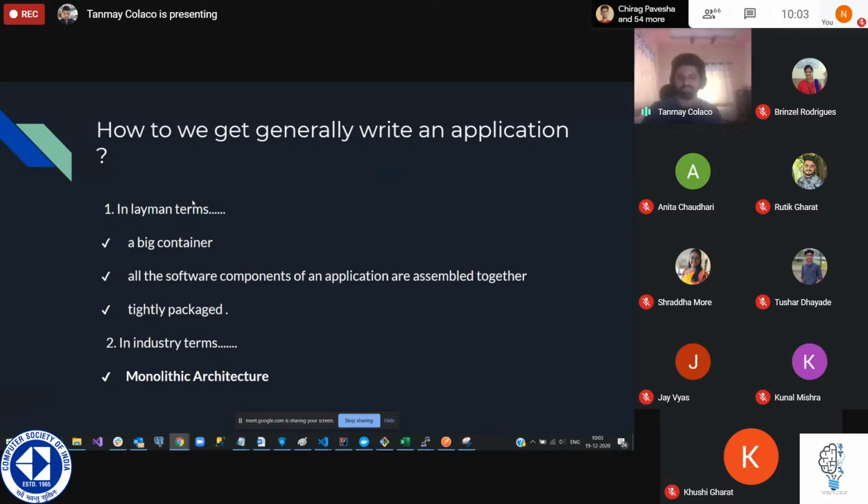So what is a monolithic application? In layman's terms, it is just a big container of a lot of code. All of the components that you write, all of your code, is in one place. You can edit it, you can write it. It is very tightly packaged. You are using different code pieces from this class, from that class, from this package, from that package, so it is very tightly coupled. In the industry, we don't say it's a big container; we just call it a monolithic architecture. So how we generally write code when we get out of college is with a monolithic architecture.